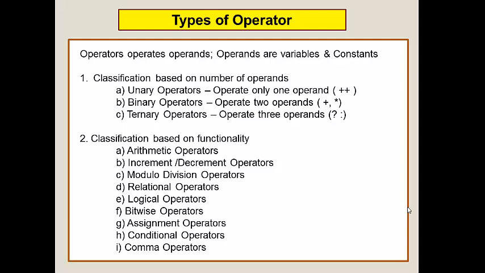Unary operator. Unary operators operate on only one operand. For example, the increment operator, plus plus. Binary operator operates on two operands. For example, addition, multiplication. Ternary operators operate on three operands. That is the conditional operator, question mark, colon.